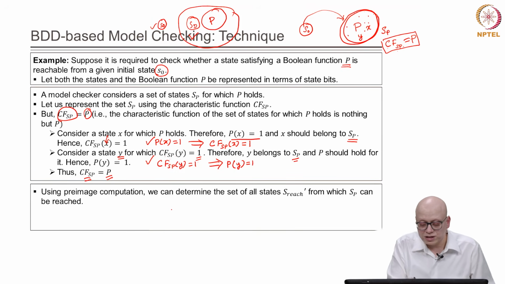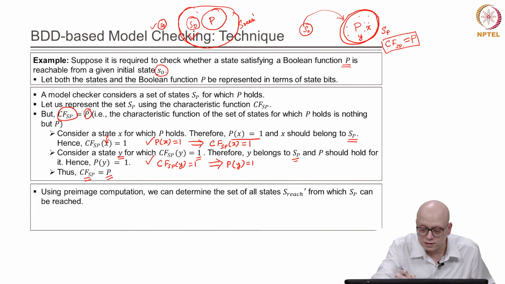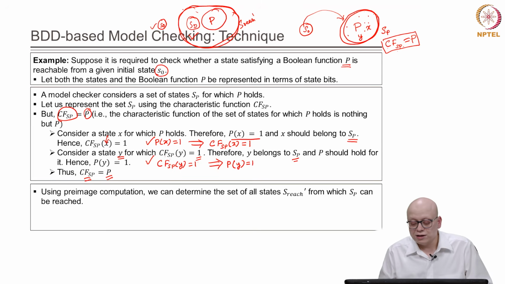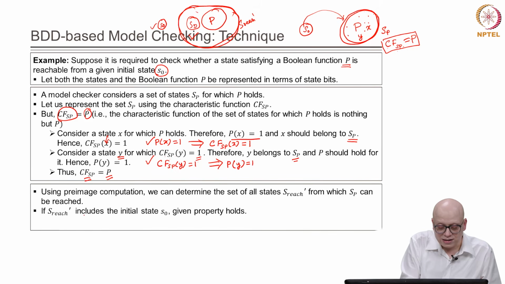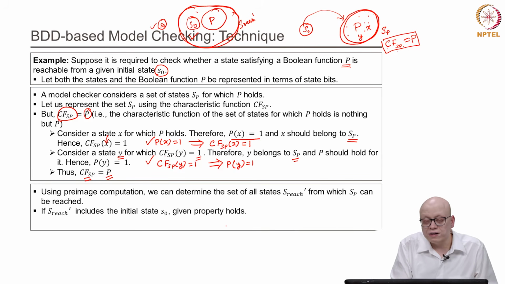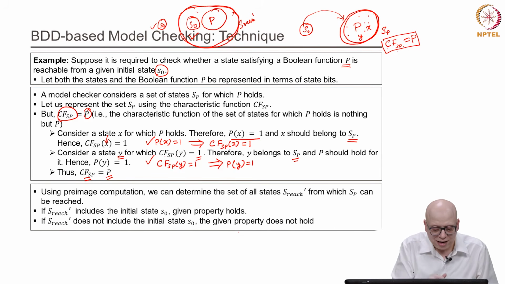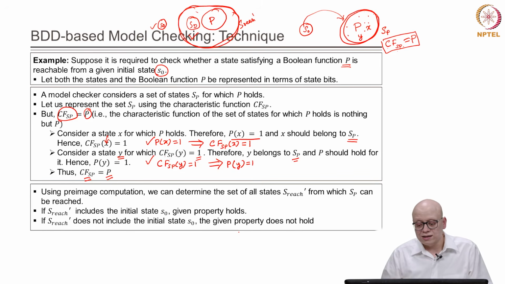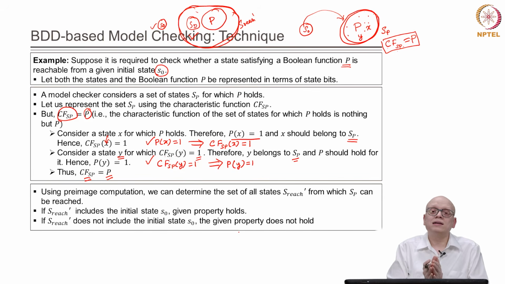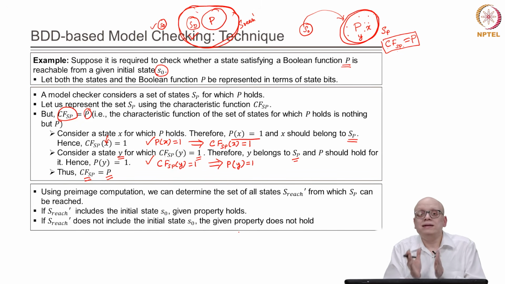So, using pre-image computation, we can determine the set of states S reach dash. This big set is the set of all states from which SP can be reached. Now, if S reach dash includes the initial state S0, the given property holds, and if S reach dash does not include the initial state S0, the property does not hold. So, this is basically the mechanism of property checking or model checking using BDDs.